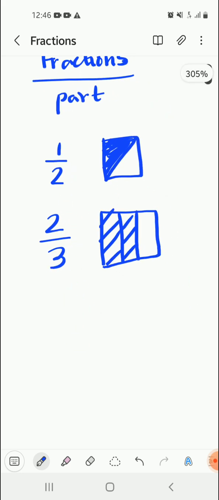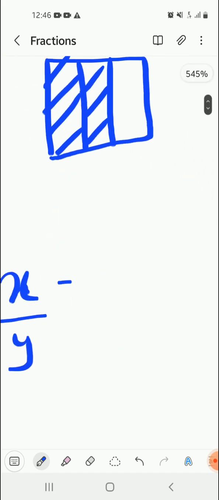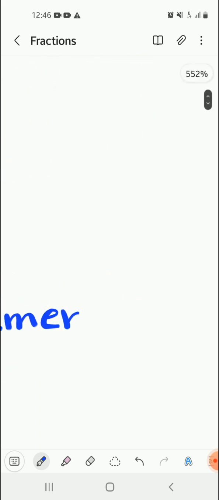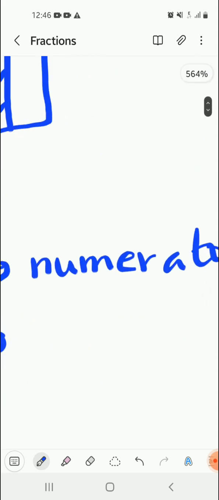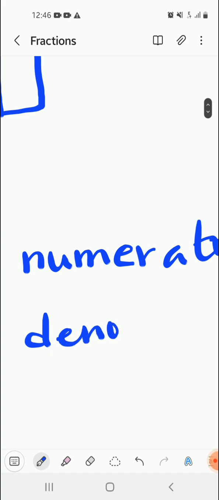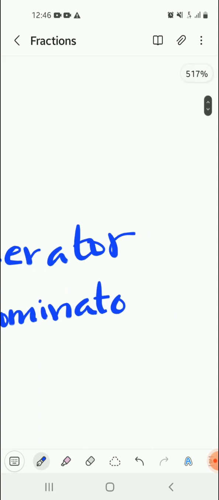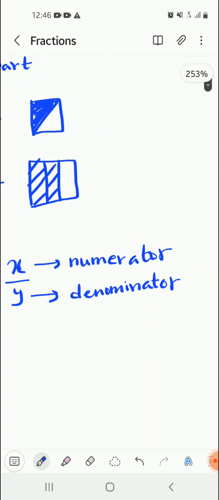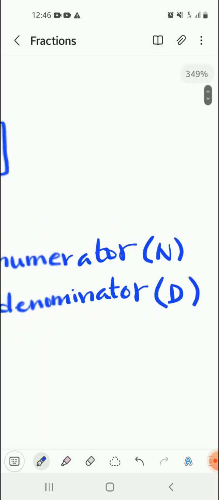Now, fractions have got two parts, the way we write it. The first one, which is written here, is known as the numerator. And what is here, y, is actually the denominator. So this is always in the form x by y, where what is given at the top is called the numerator and what is given below is the denominator.